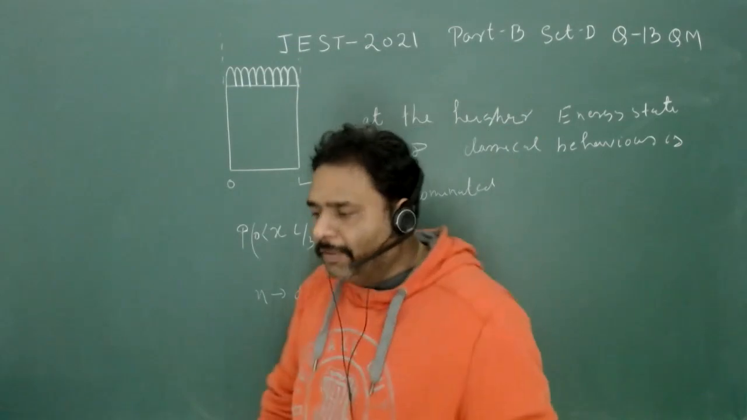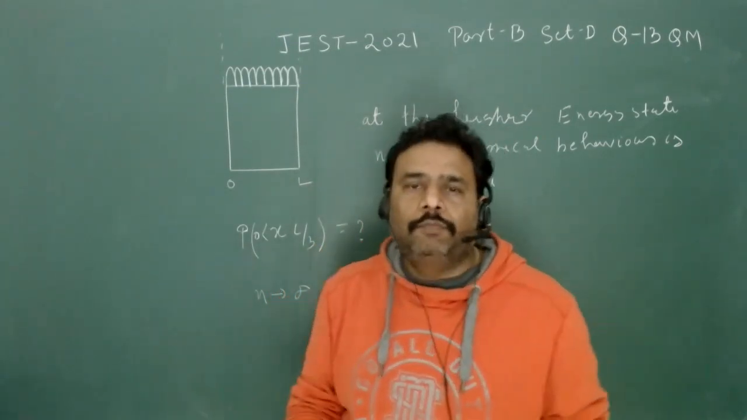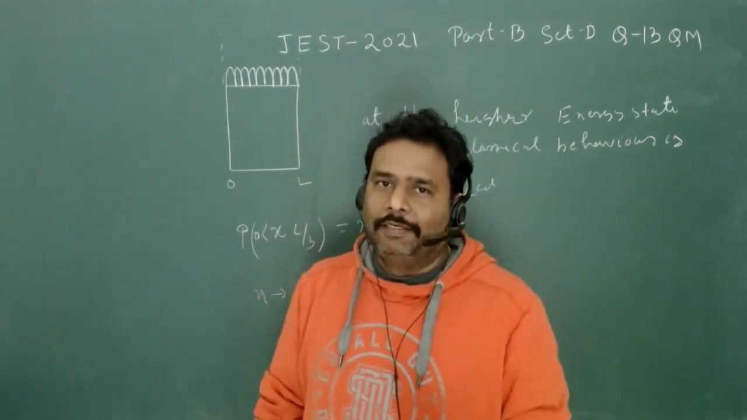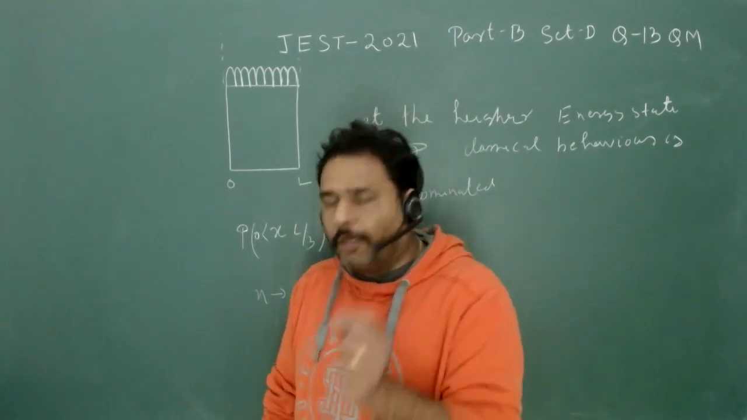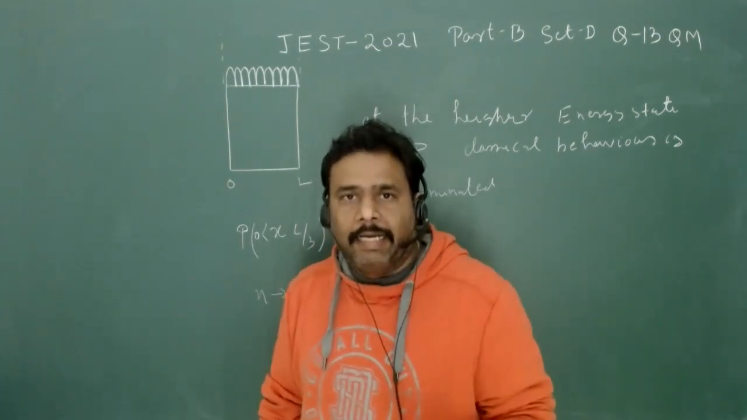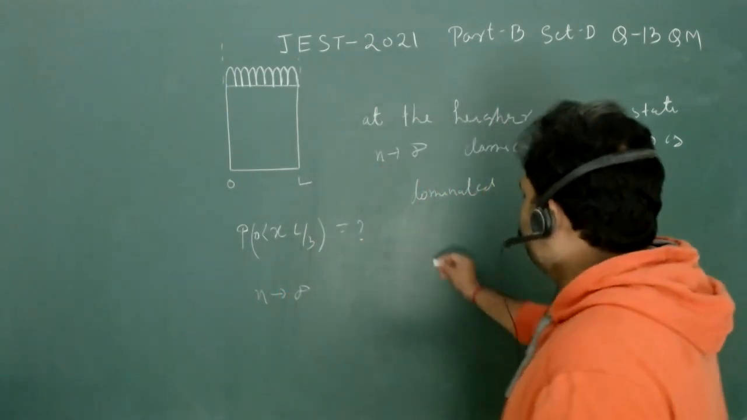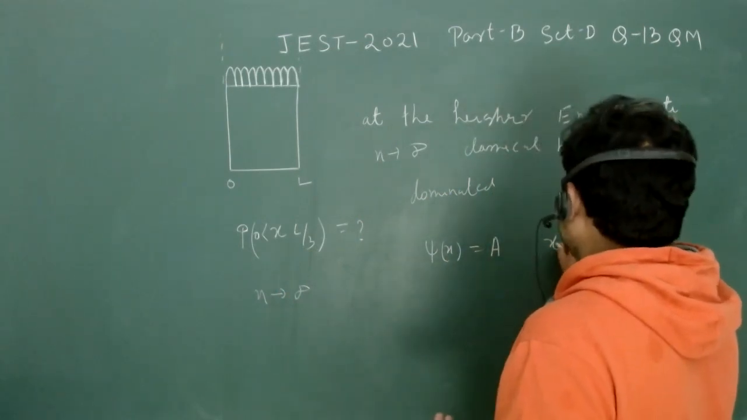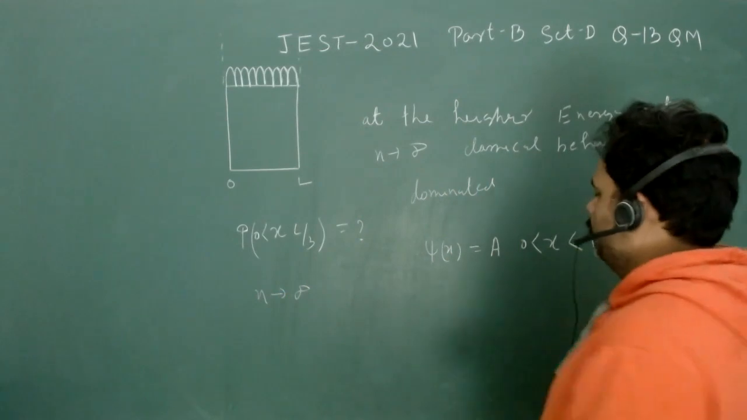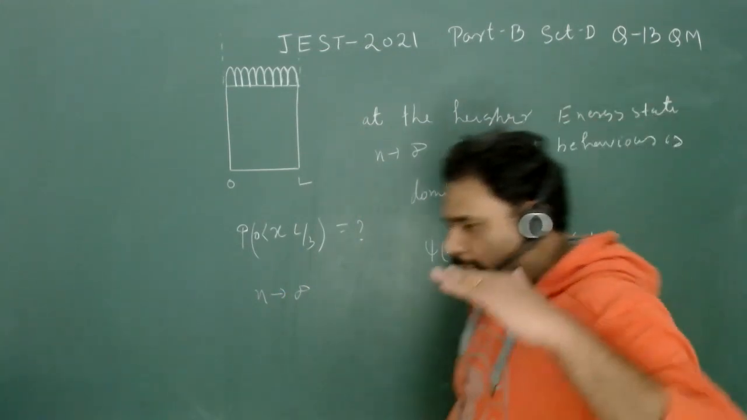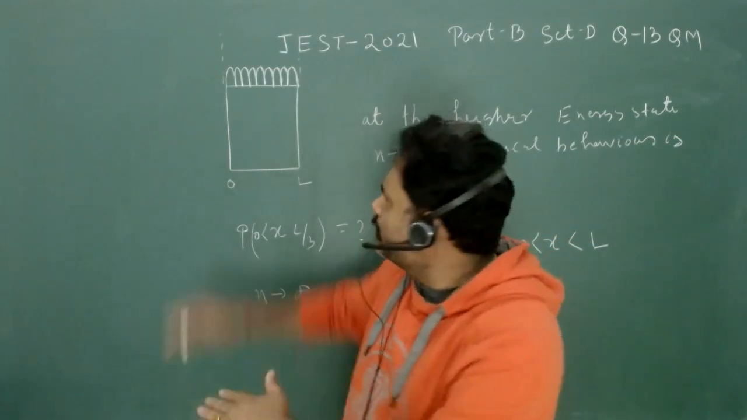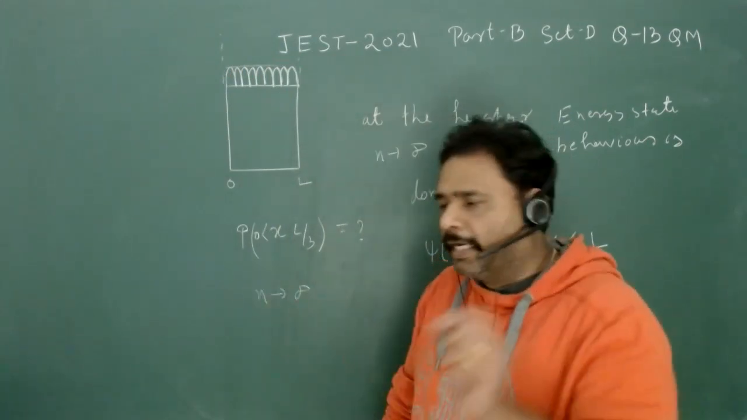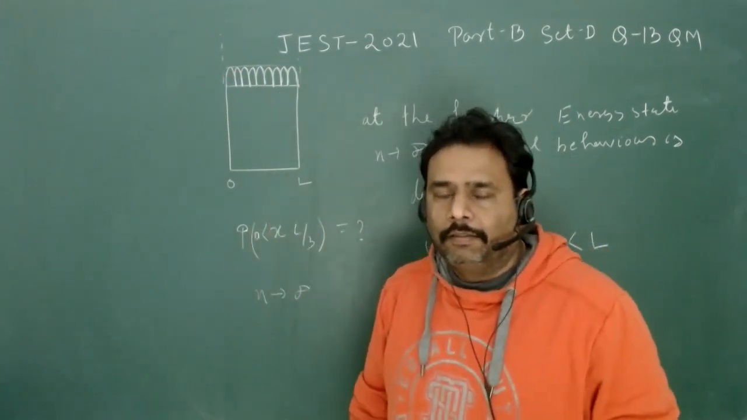Now, what is classical behavior? If your particle is free inside this box, every distance is equally probable. This is the beautiful part. If every point is equally probable, we can have a wave function which is constant for x between 0 and L. So we can assume the probability density is almost constant, and every point is equally probable.